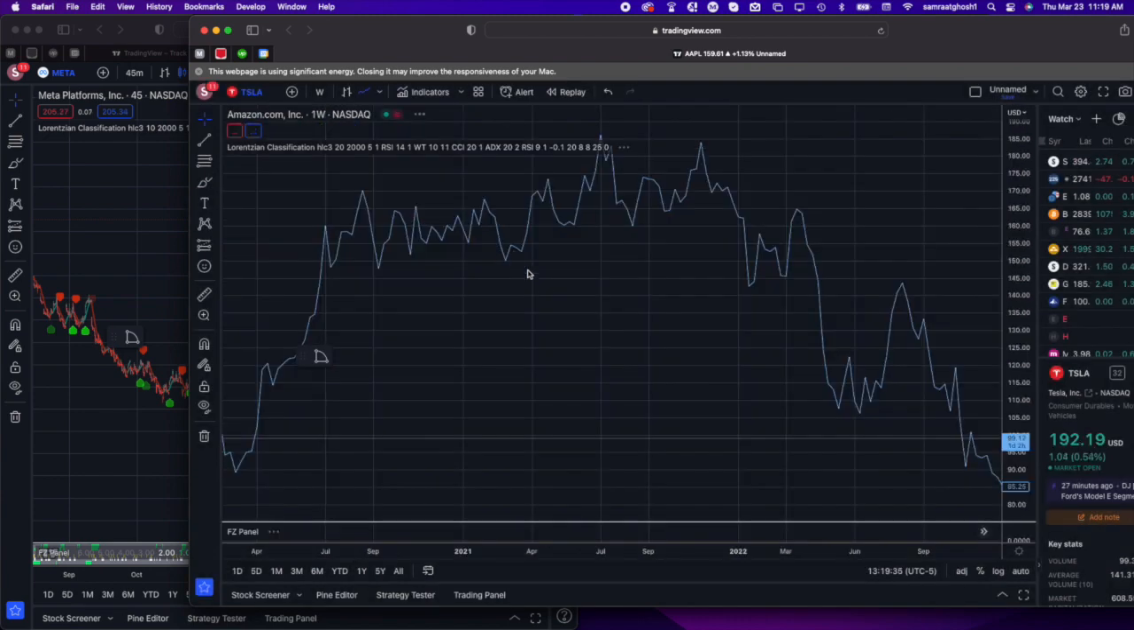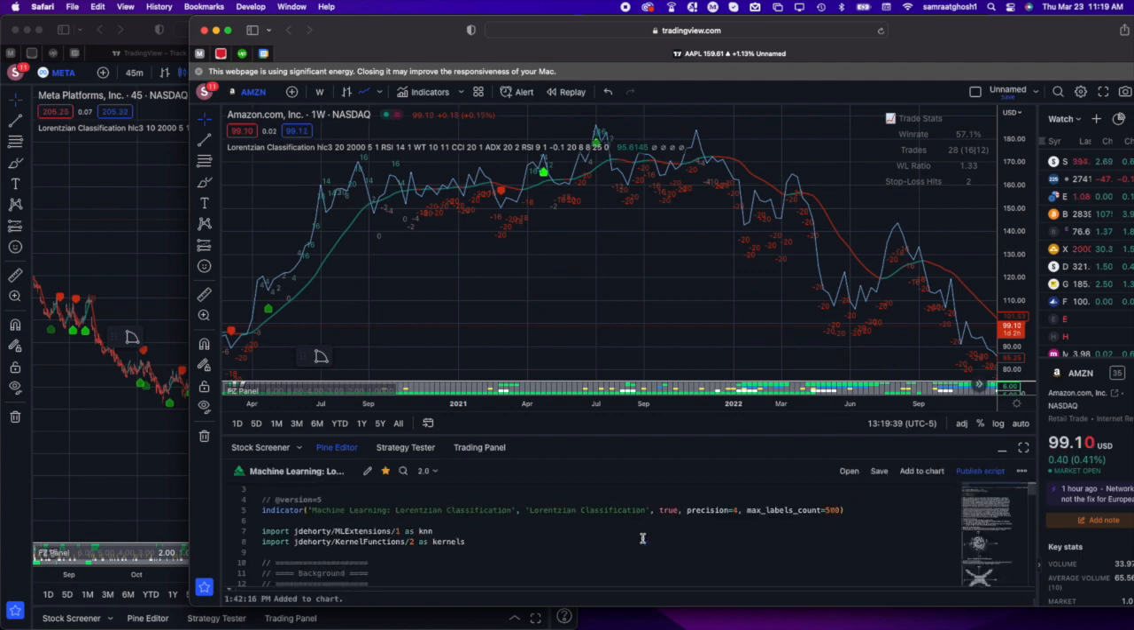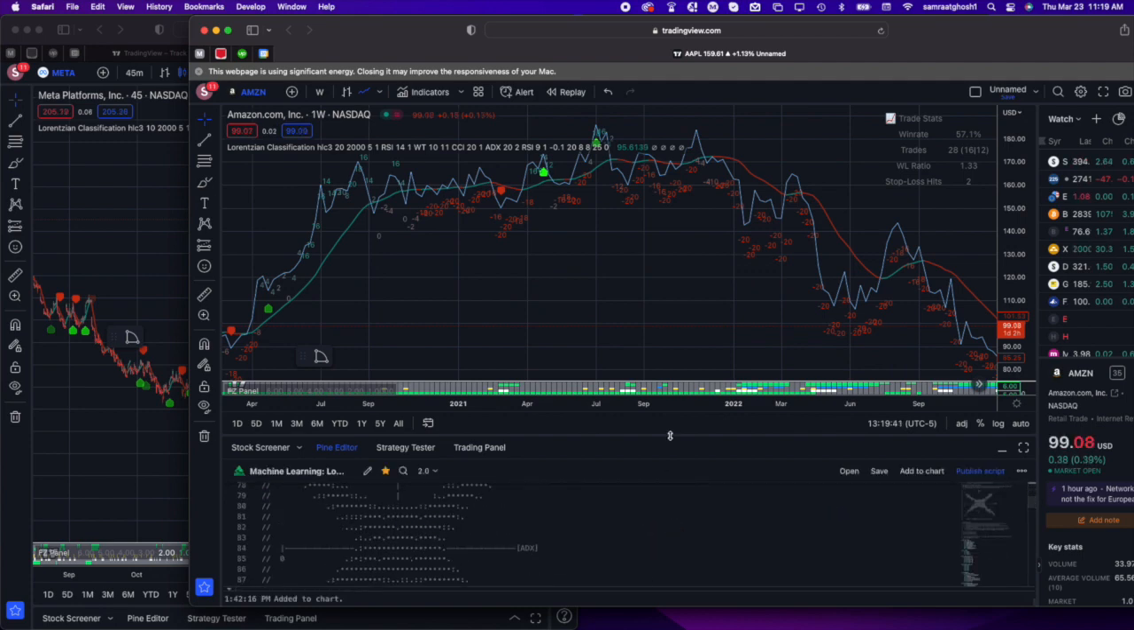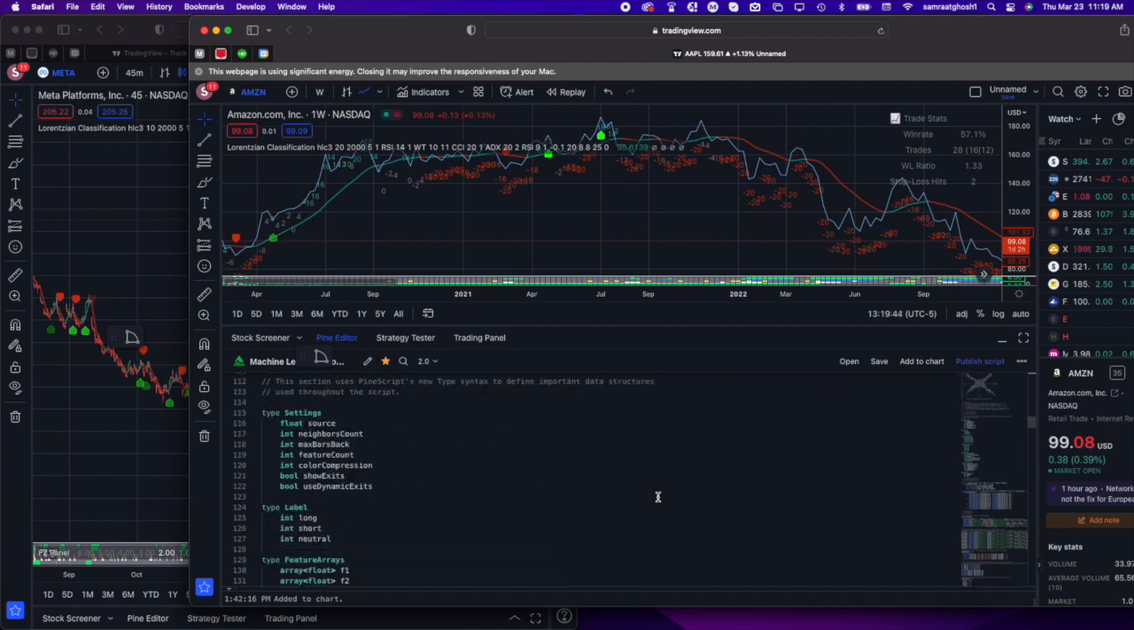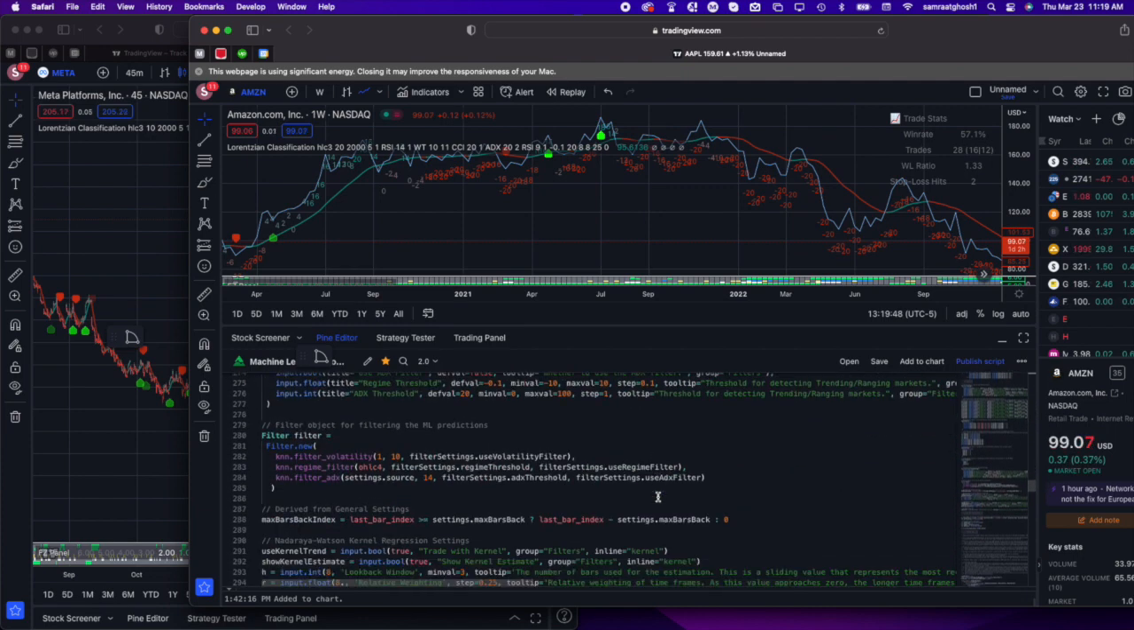Let's look at Amazon. Okay, so Amazon. Hold on, let's pull up the script here. So this shows you where we put our code and then we can add it to the chart.